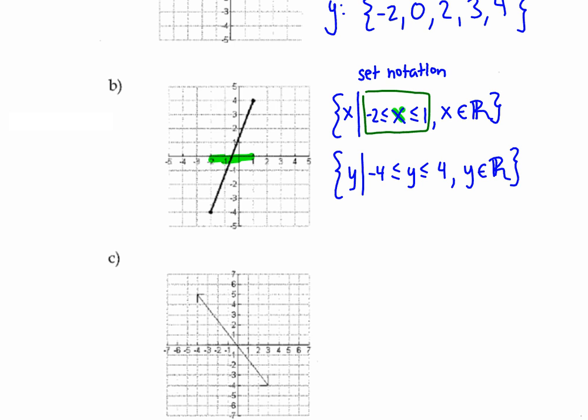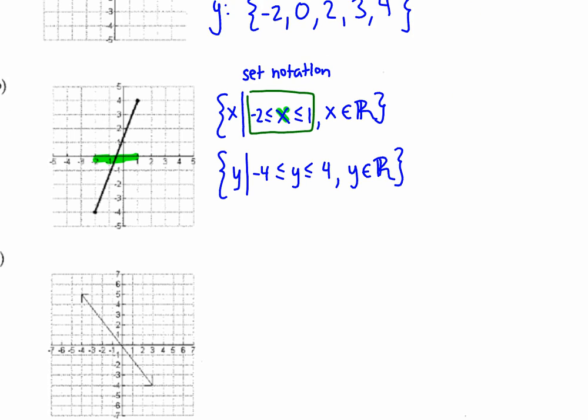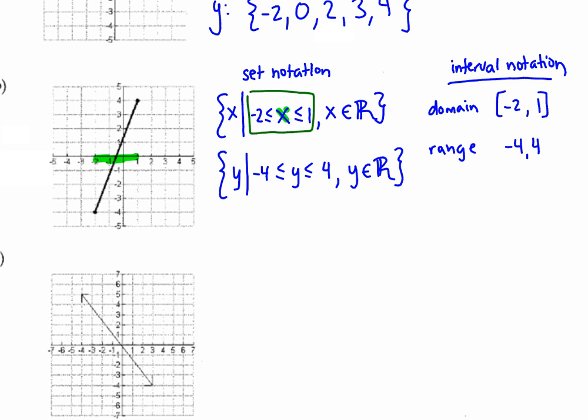Okay. So this is now, if I told you interval notation. Super easy. Okay? The domain would be what? Between what two x values? It was -2 and 1, and would it be open or closed brackets? It's closed because it's a closed circle, right? It's not an open circle. Range, -4 to 4, and again, open or closed? Closed.